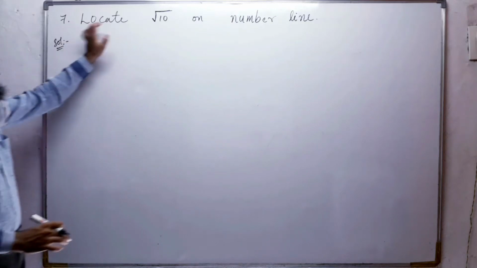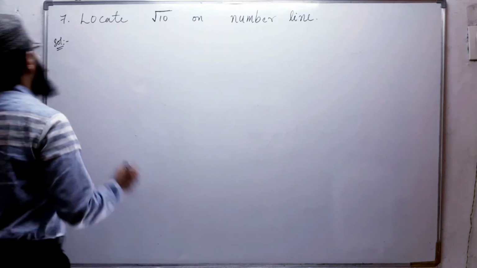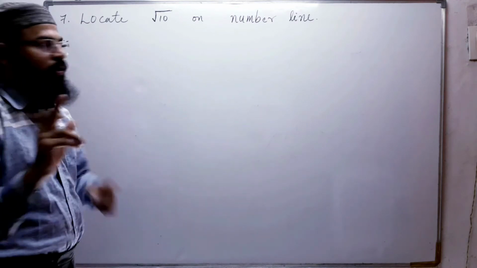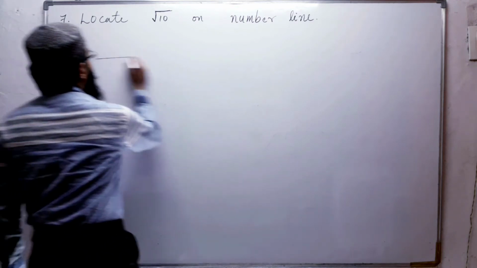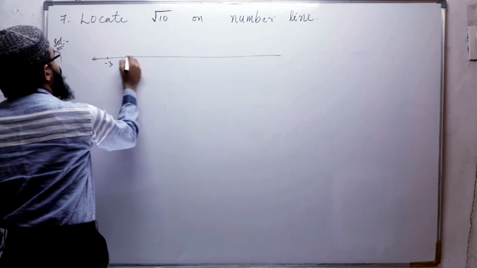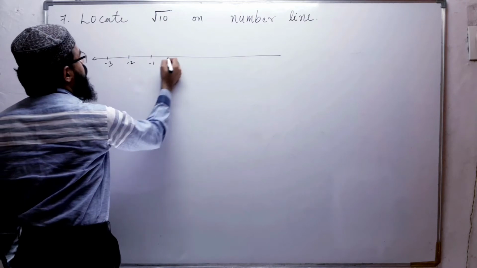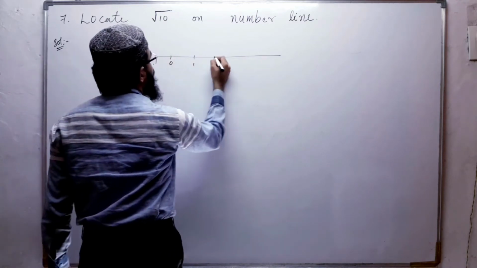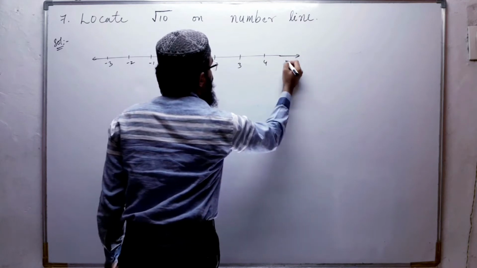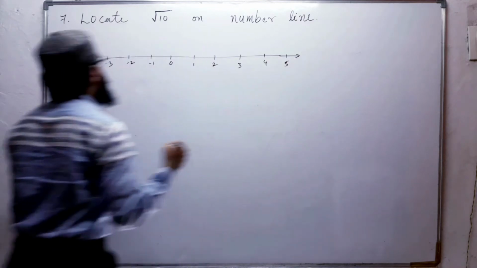Seventh problem, locate root 10 on number line. For locating this root 10 on number line, we have to draw number line. So let us draw the number line. So this is the number line. So minus 3, minus 2, minus 1, 0, 1, 2, 3, 4, 5, like that.